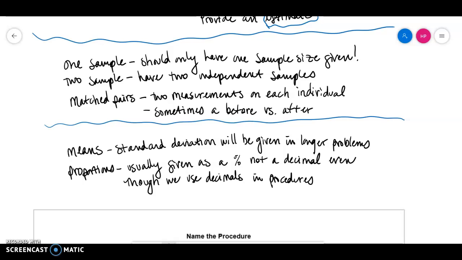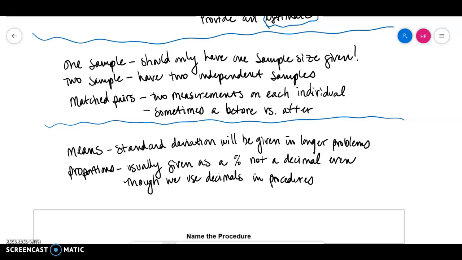or two sample? And so we won't see it all in the problems that we do today, but when we're working through some of our other practice problems or AP released questions, with one sample, there's only one sample size that we should have to worry about. So just by nature of the given information, you have far less. Whereas with two sample, we should have two independent samples. And then the new one that we've added to the mix is matched pairs.